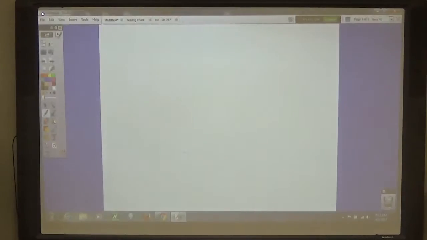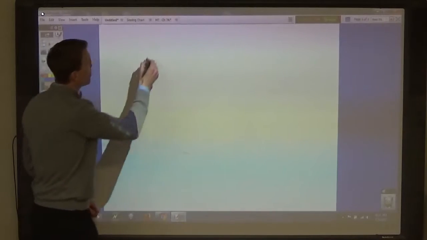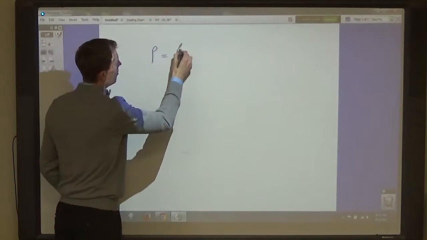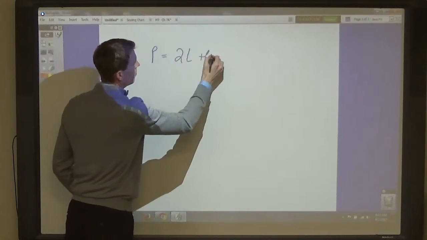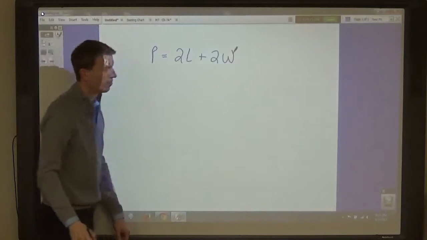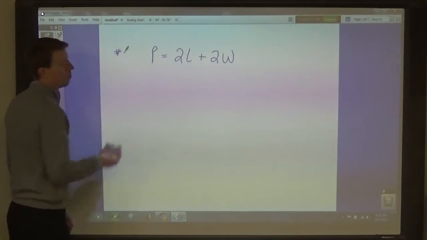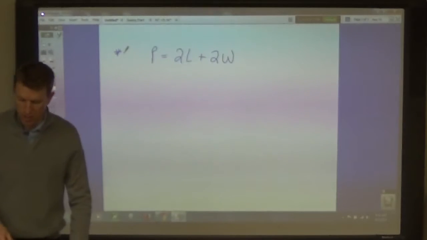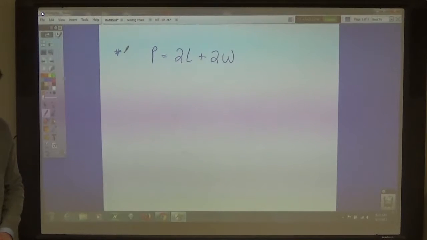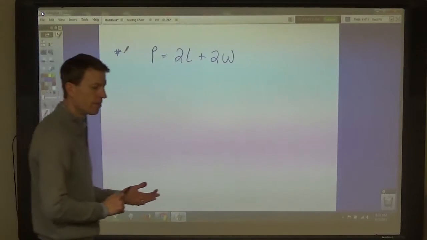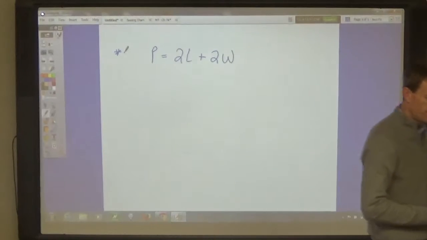Quick check. This is the perimeter formula. Please star or highlight this one in your notes. This one's really important. Write this one down in your notes.